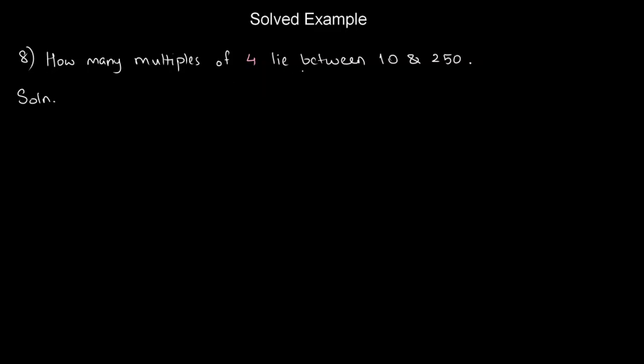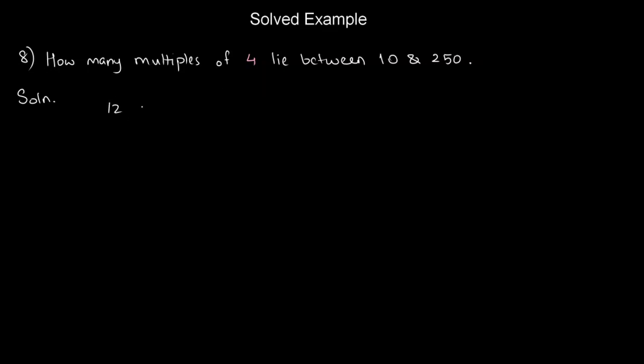How many multiples of 4 lie between 10 and 250, right? So we'll solve this question with the help of the concepts and ideas of arithmetic progression. First let's see what the multiples of 4 between 10 and 250 are, then we'll count how many of them there are. The first multiple of 4 after 10 would be 4 threes are, which is 12, right?